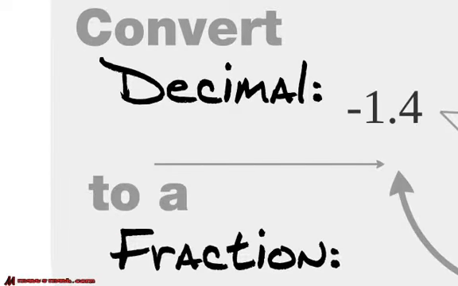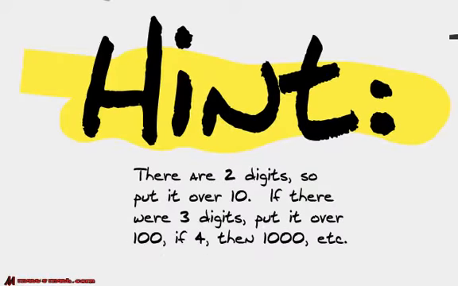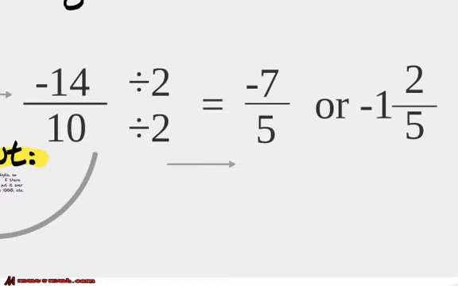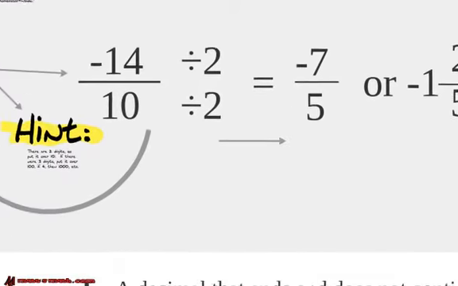Okay? Now, let's convert a decimal to a fraction. We're going to start with negative 1.4, all right? And remember, the hint is there. If there are 2 digits, we put it over 10. If there's 3 digits, 100, 4 digits, 1,000, and so forth, okay? So for example, we put 1.4 over 10 because there's 2 digits. We divide it by 2 because you want to simplify, and bam, you get negative 7/5. All right, or negative 1 2/5.